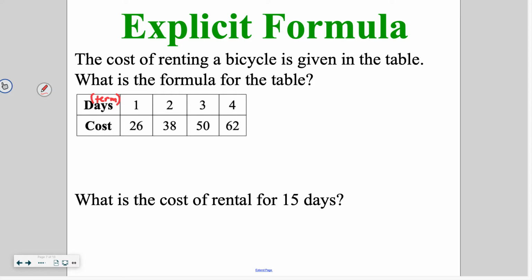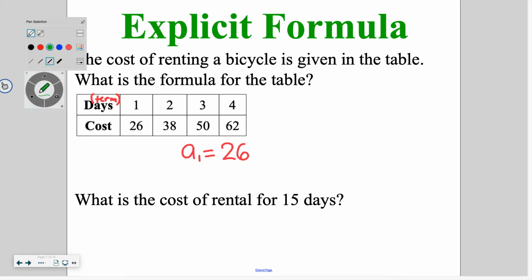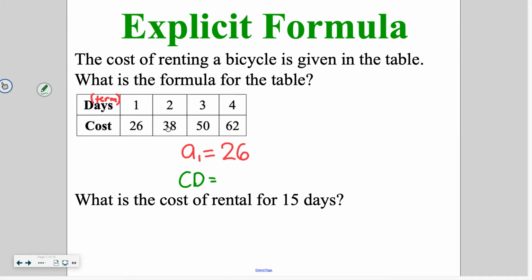So in order to do an explicit formula, we're going to need our a_1 value, or our first term, which is 26. The other thing that we need to know is the common difference. How much are we going up by? To get from 26 to 38, I had to add 12. To get from 38 to 50, I had to add 12. To get from 50 to 62, I had to add 12. So my common difference is 12.